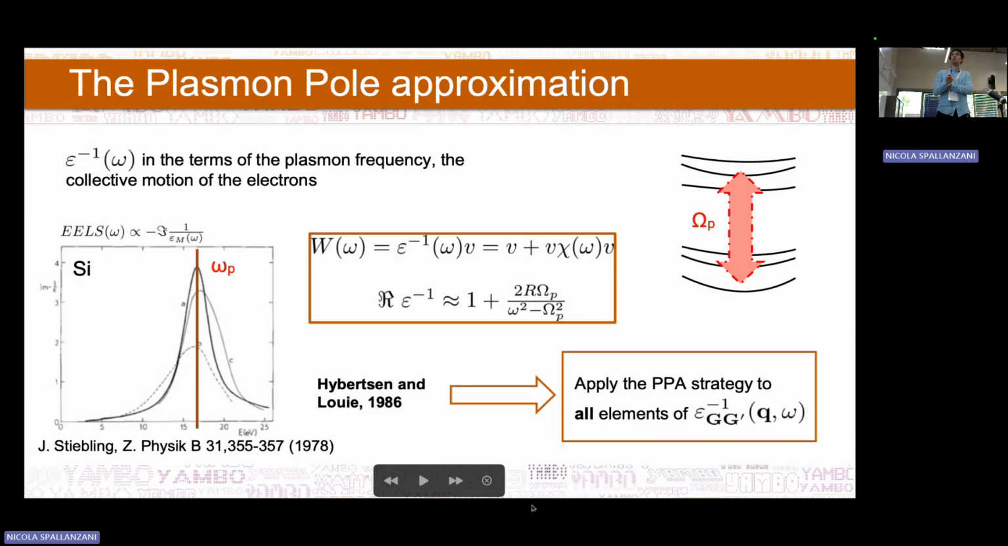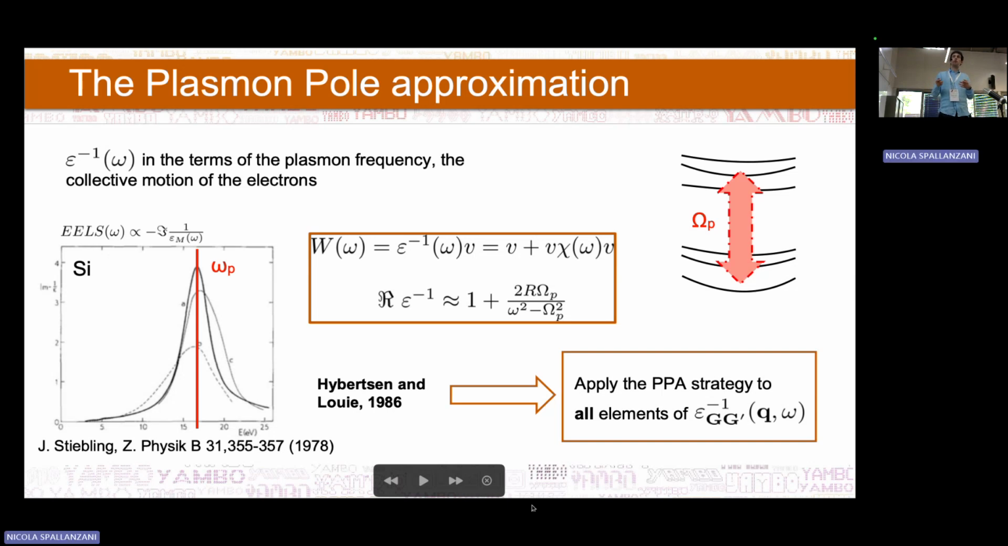So in the plasmon-pole approximation, you exploit the physics of the system. You know that if you do an EELS experiment, the peak of the response of a material will be at the plasma energies. In particular, epsilon macroscopic minus 1 will show a peak here. And so basically you want to try to describe the behavior of the system just using this plasma frequency. So this is a collective excitation of the light.